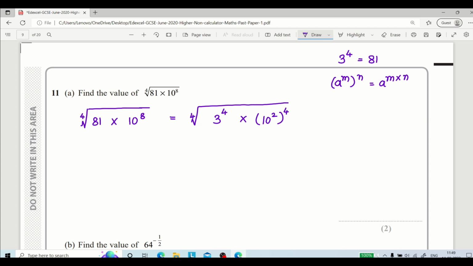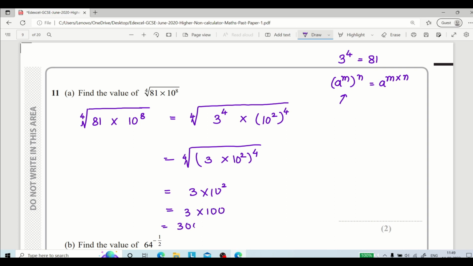Great. So now what we can do based on this part, we can again write it as 3 into 10 square raised to 4. So this 4 and this radical sign 4 gets cancelled. We'll get 3 into 10 square, that is 3 into 100, which is how much? 300. That is your final answer. I hope you're solving these questions along with me.